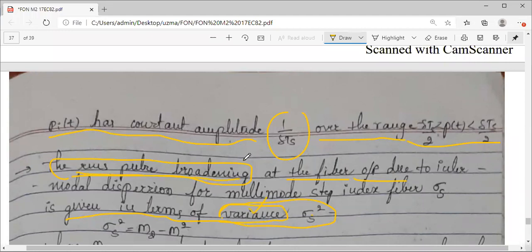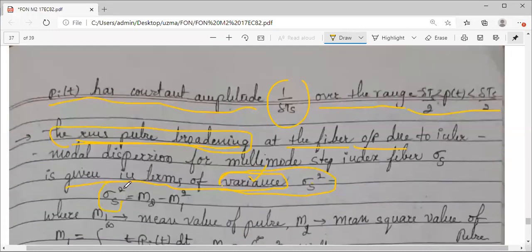Now what is the variance equation? Variance sigma s square is equal to M2 minus M1 square. What is M1 and M2? As I told you, variance and mean are both related. You might have studied this in digital communication probably, the mean values for PSK, FSK, right? So this M1 stands for the mean value of the pulse. Mean is nothing but your average. You calculate the mean, right? And M2 is the mean square value of the pulse.